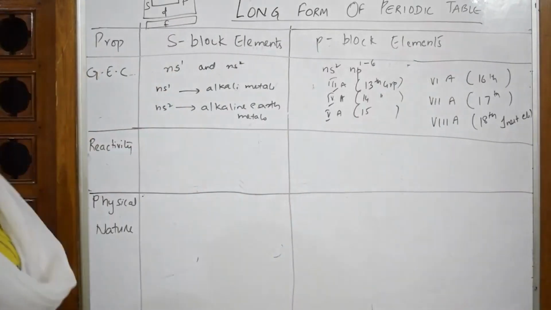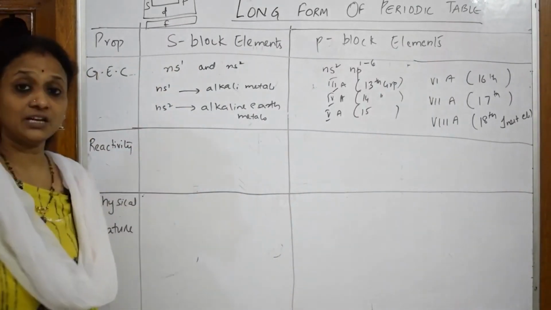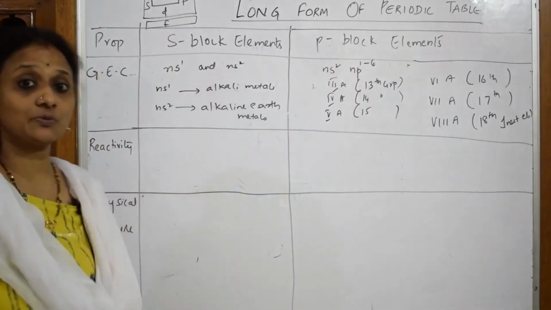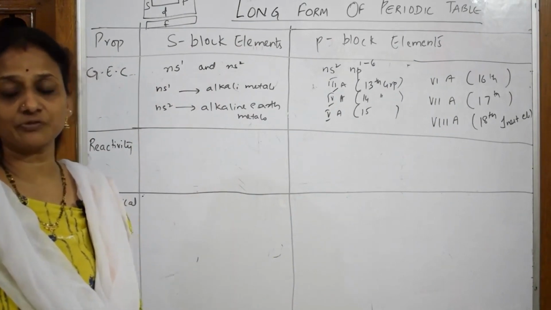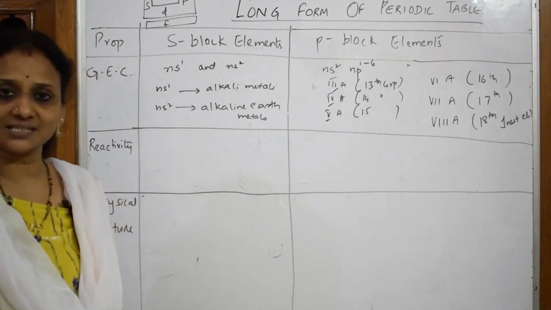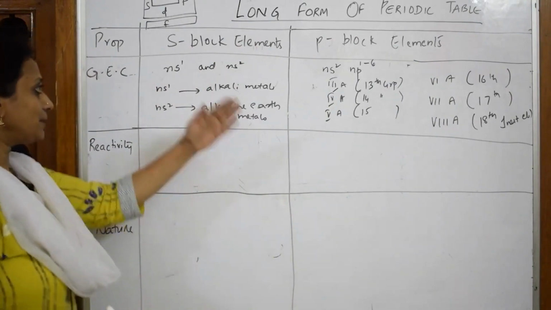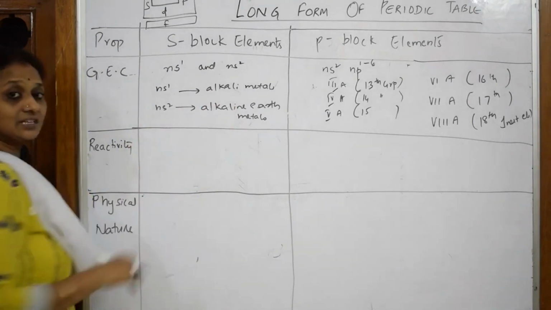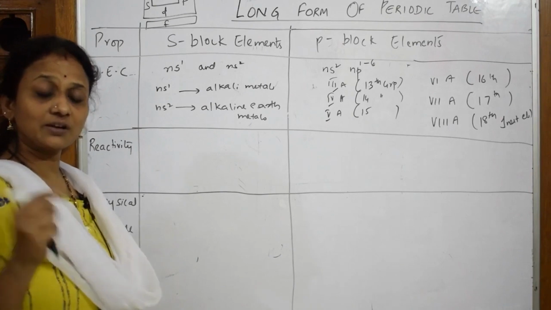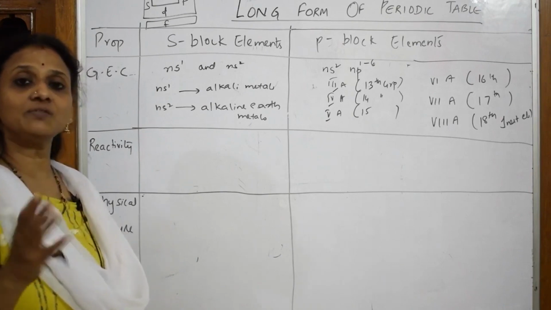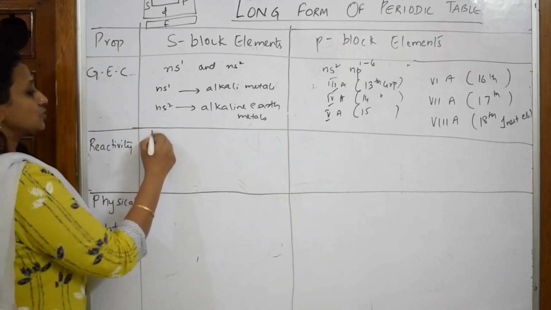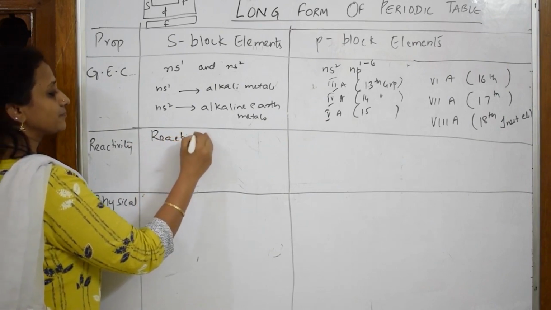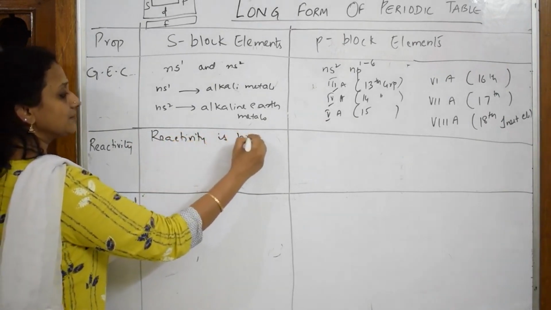Done. Now the next important thing, reactivity. When I speak about the reactivity of S block elements, besides being smaller from left to right, the size decreases, isn't it? So compared to P block elements, the reactivity of S block is very high. So what type of ions can they form? They can form univalent and bivalent ions. So reactivity is high.